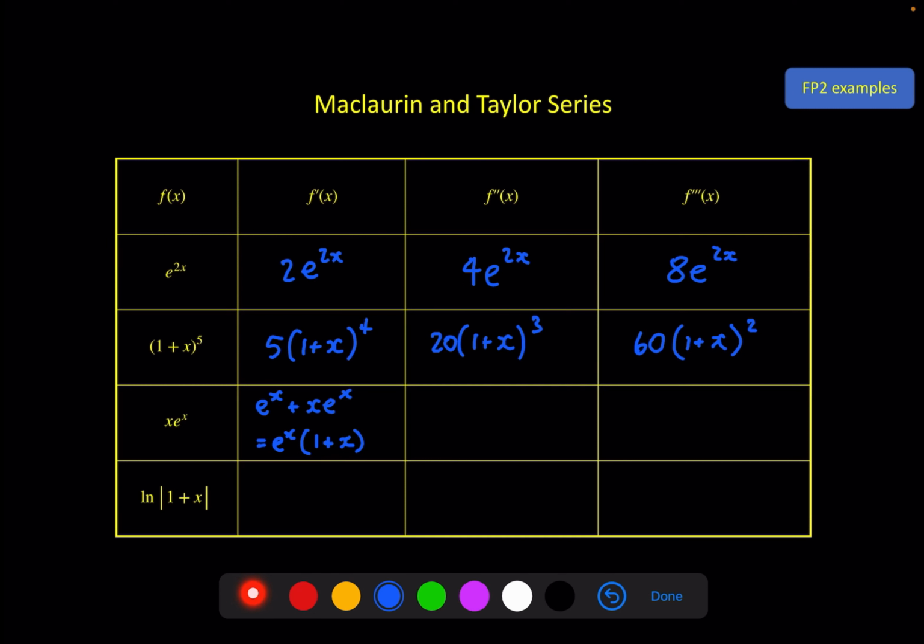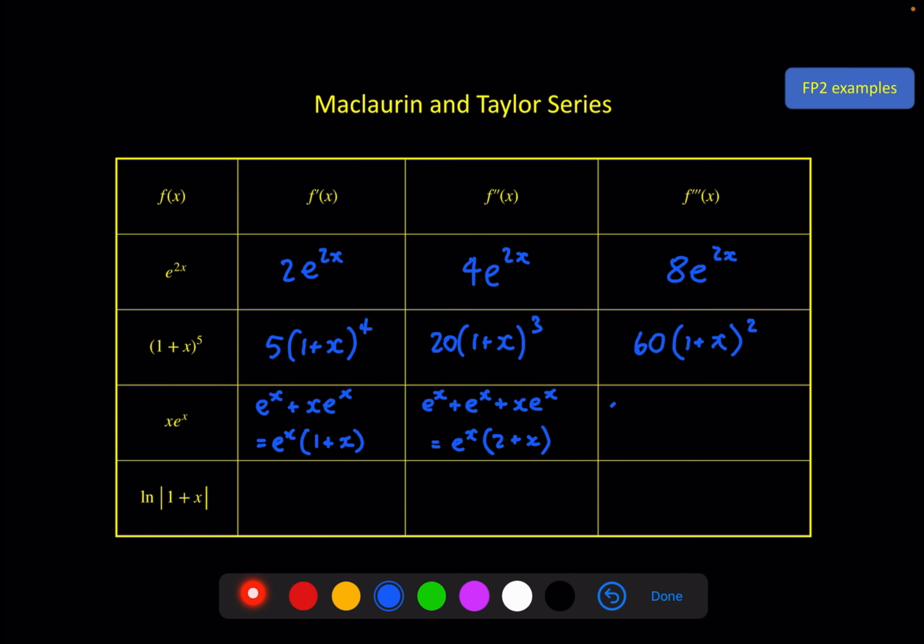Then if we differentiate that again, e to the x does not change, and we have x e to the x, which again gives us another e to the x and x e to the x again. Factorizing that gives us e to the x (2 plus x). And you can probably see the pattern here.